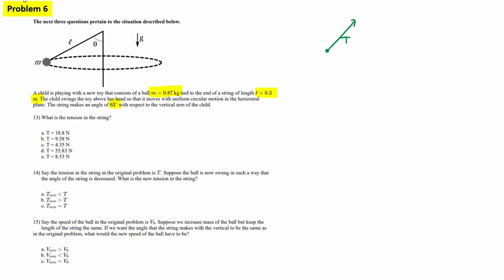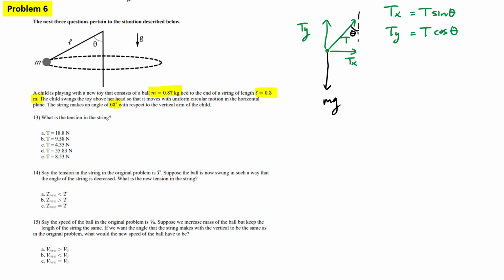This is what the tension T is in that direction of the string. We also have the weight acting down, mg. What you should do in all these problems is break the forces down into components. This is what I'm going to call my Tx value, and this is what I'm going to call the Ty value. Now the angle theta here in this figure is with respect to that vertical distance. So Tx should be T sine of the angle theta, and Ty should be equal to T cosine of the angle theta.